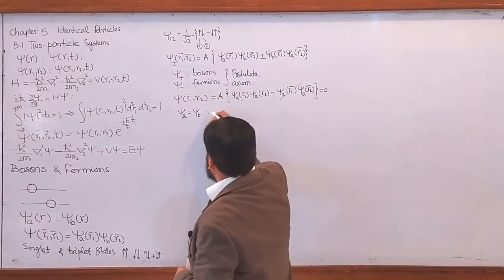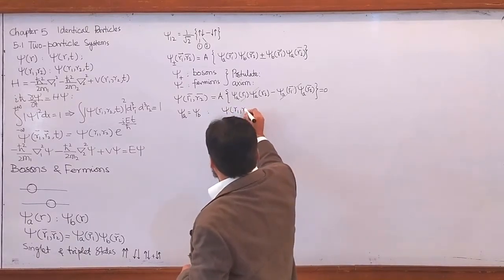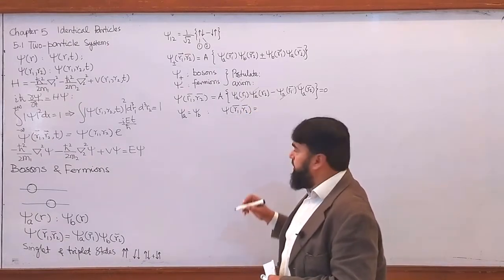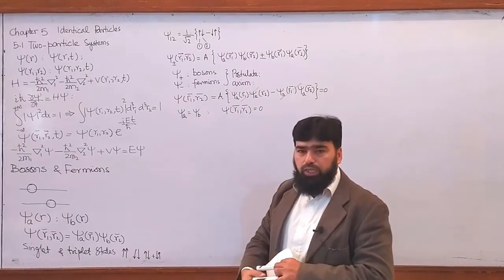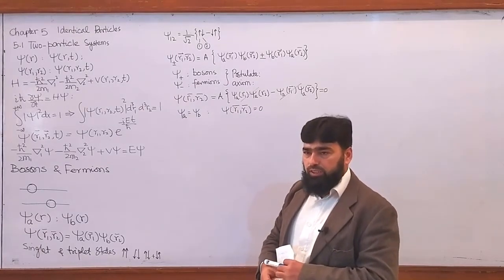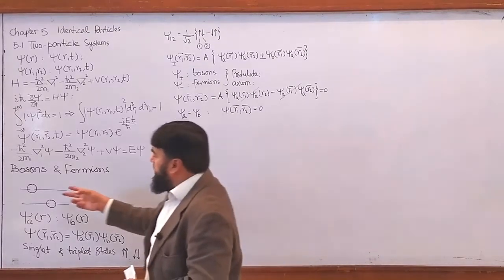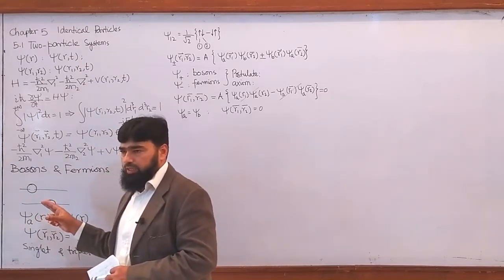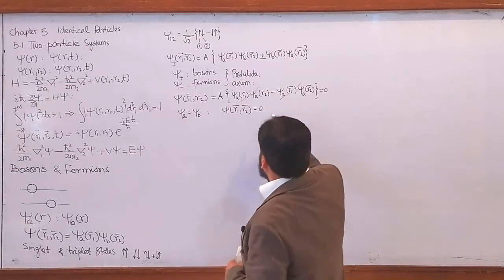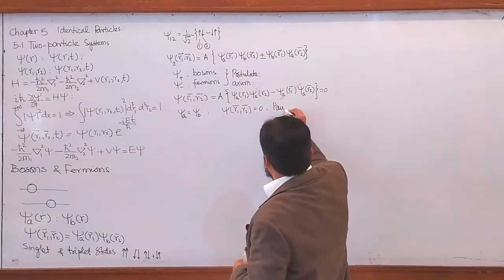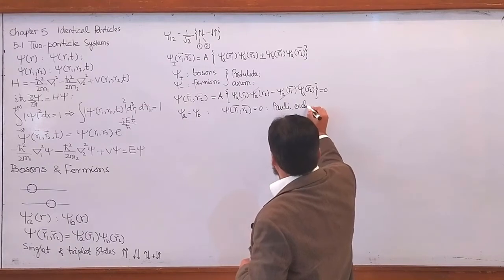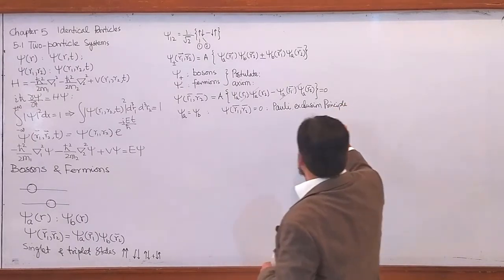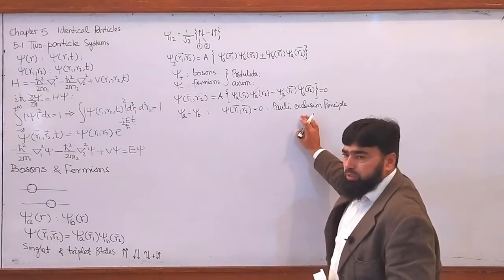And what this means is that psi R1, R2, which is a coupled state, a combined state of the two, is equal to 0. Such a state doesn't exist. It means the fermions cannot be in the same state. This is the Pauli Exclusion Principle.